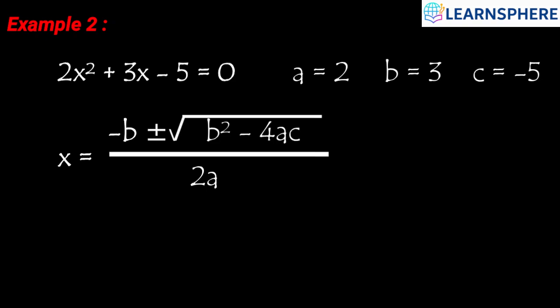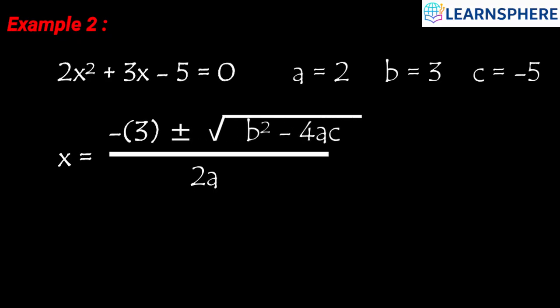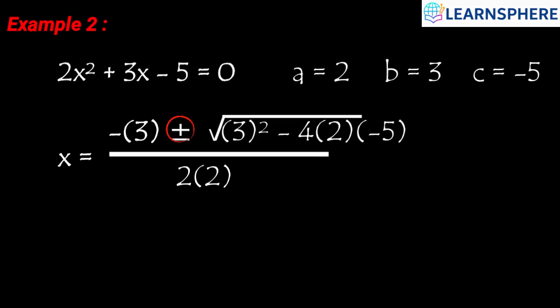Next, we substitute the values of a, b, and c into our formula, which will give us x equals negative (3) plus or minus the square root of 3 squared minus 4(2)(negative 5), over 2(2). Next, we can solve for the two values of x by simply using the positive sign firstly in front of our square root. And for our second value, we can use a negative sign in front of our square root.